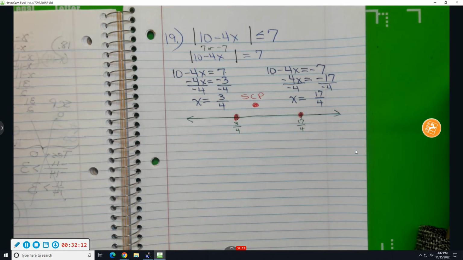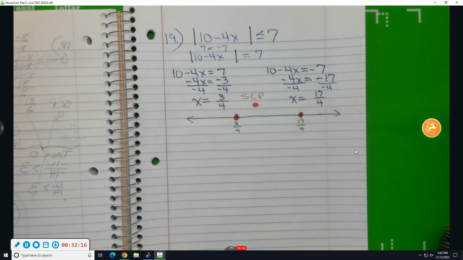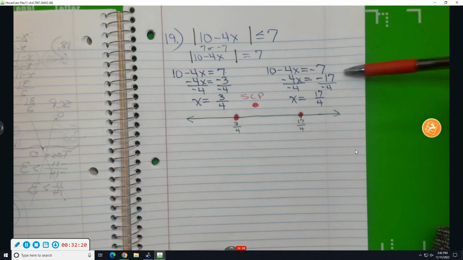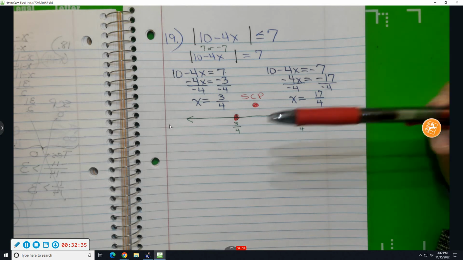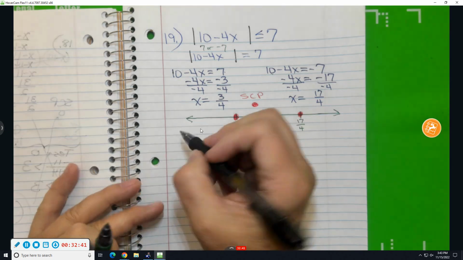So, do we need to check every interval, or can we assume an alternating pattern? Do we see any even exponents? Do we get any repeated factors, perfect square factors? No, so we can assume an alternating pattern. I think I'll test 0. Which interval contains 0? Interval 1, 2, or 3? Interval 1. So I'm testing 0.